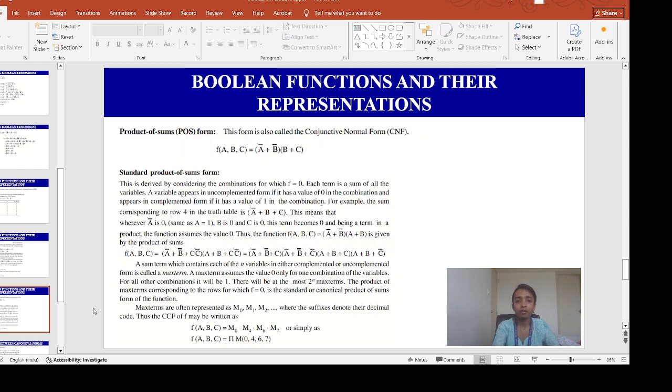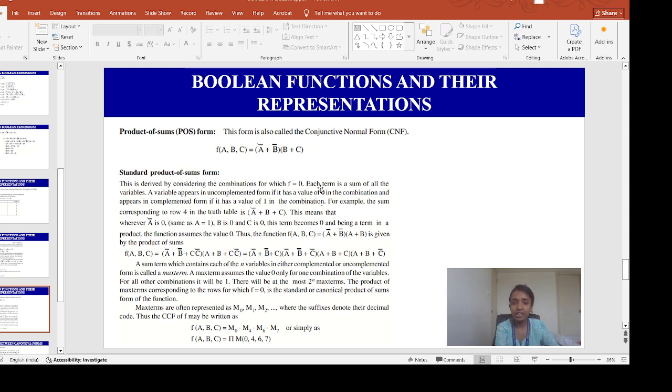Now, product of sums form, POS. This form is also called the conjunctive normal form or CNF. So if f is a 3 variable function, suppose in the product of sums form, we are defining the function in this order: A bar plus B bar into B plus C. So this is derived by considering the combination for which f equals 0.